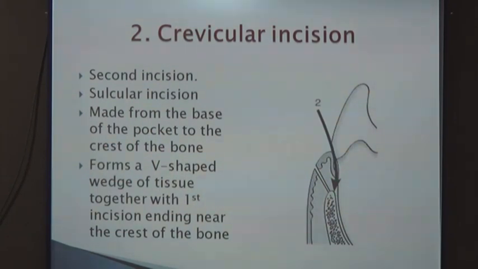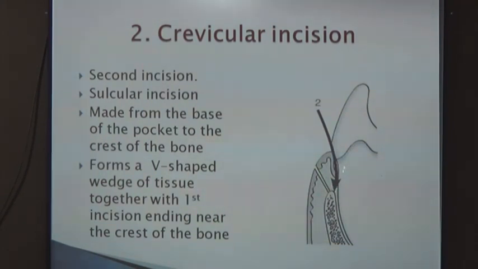Base of the pocket and the crest of the bone, and forms a V-shaped wedge of tissue together with the first incision ending near the crest of the bone. So, the clavicular incision is the second incision. Another name is sulcular incision. What happens here? From the base of the pocket to the crest of the bone, tissue can be removed. So what happens? The V-shaped tissue.